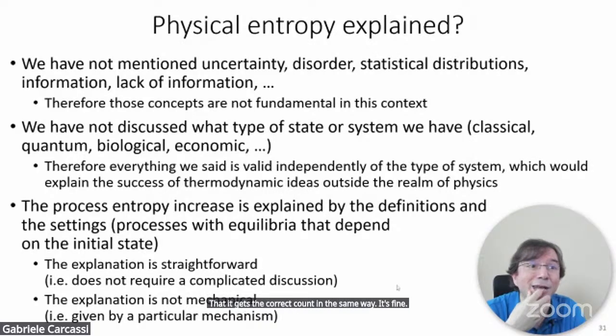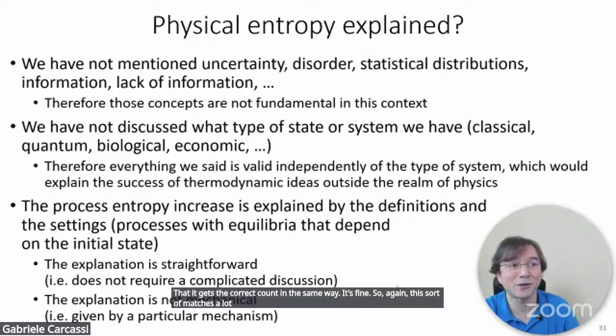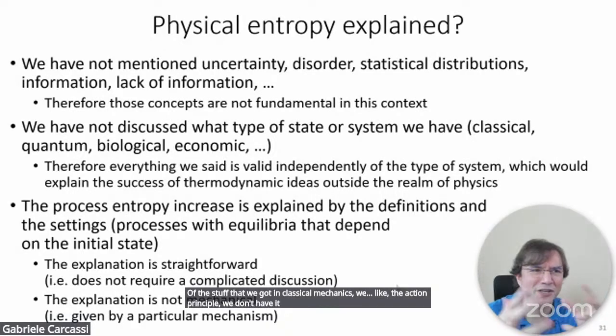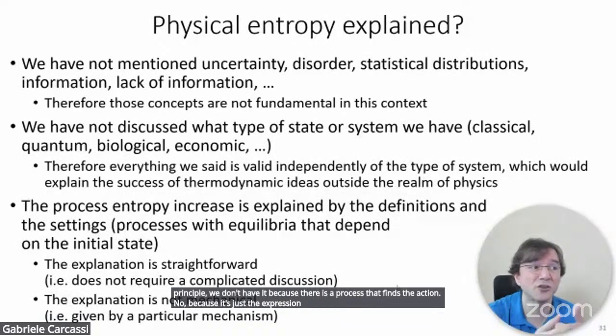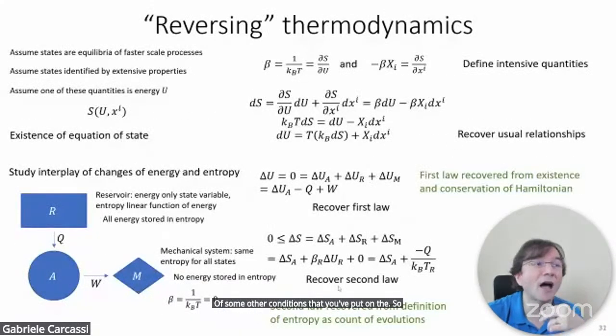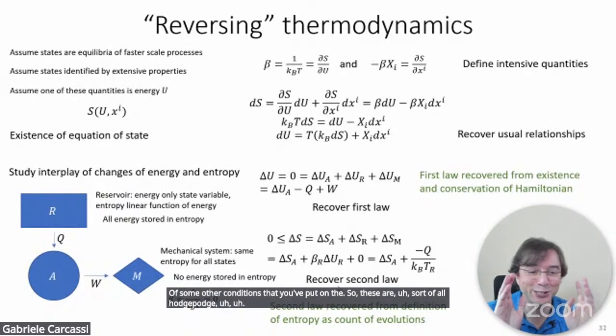So again, this matches a lot of the other insight that we had in reverse physics, where a lot of the stuff that we got in classical mechanics, like the action principle, we don't have it because there is a process that finds the action. No, it's just the re-expression of some other conditions that you've put on the process. So these are all sort of hodgepodge ideas, which is exactly why they are open problems.